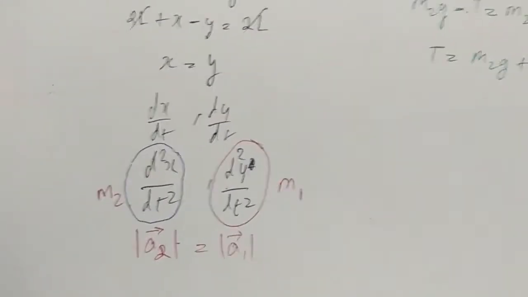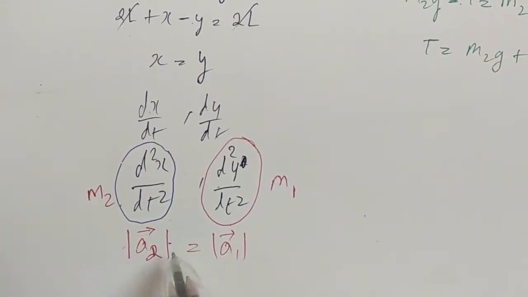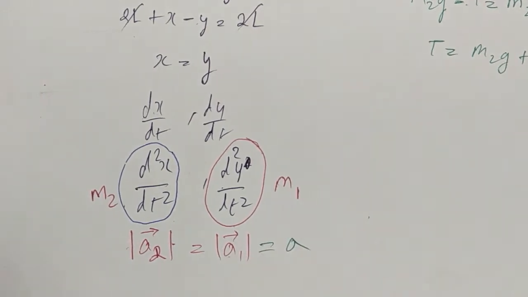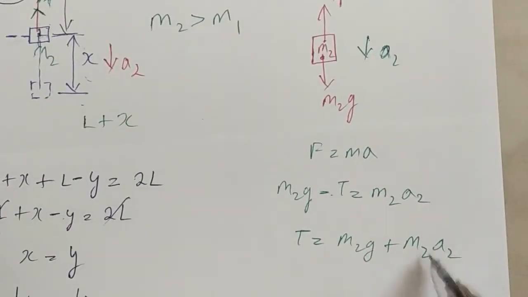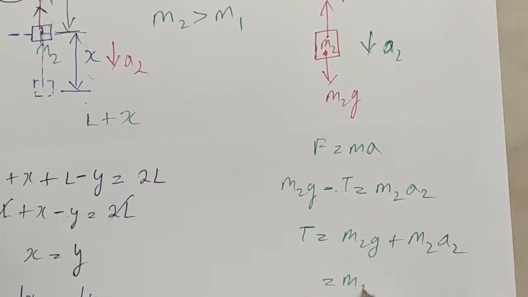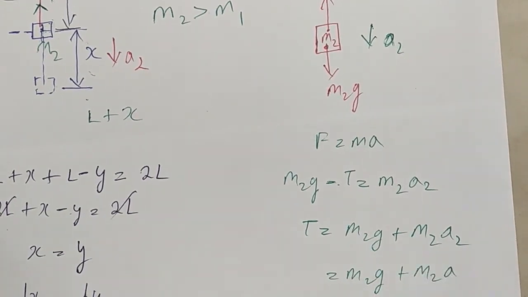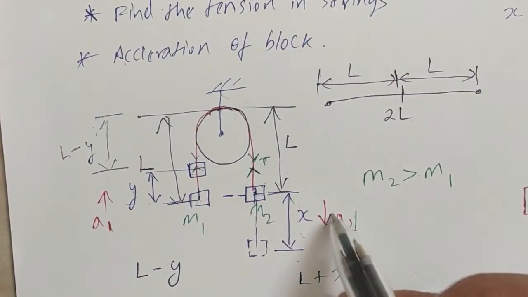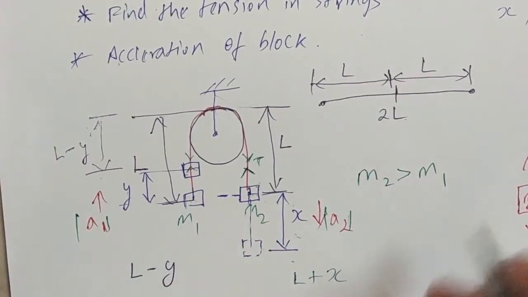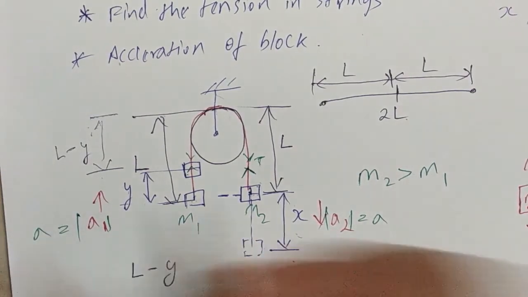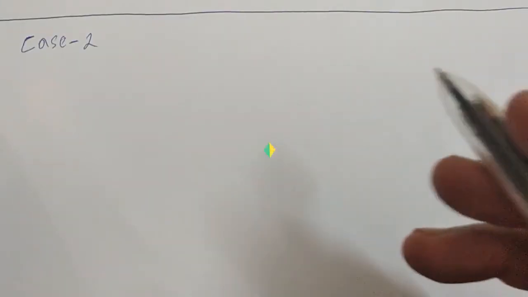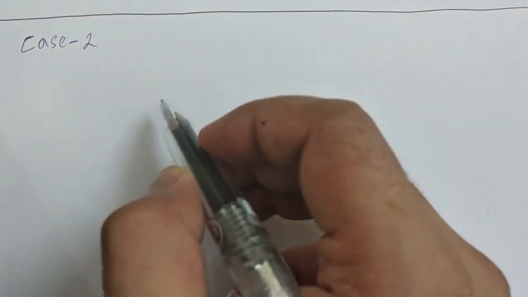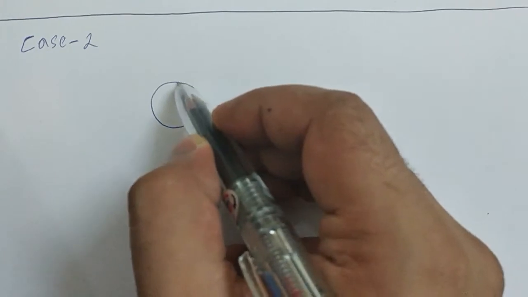Let us consider that we have discussed that the magnitude of the acceleration is the same for both, so we'll consider it to be a. So in this situation, instead of writing a2, you can write directly a, that is m2a. And here also, both magnitudes are the same, so this is a and this is also equal to a.